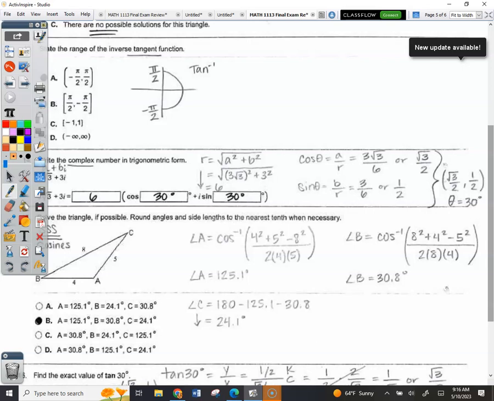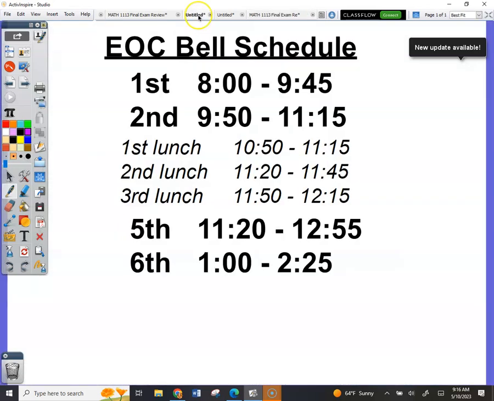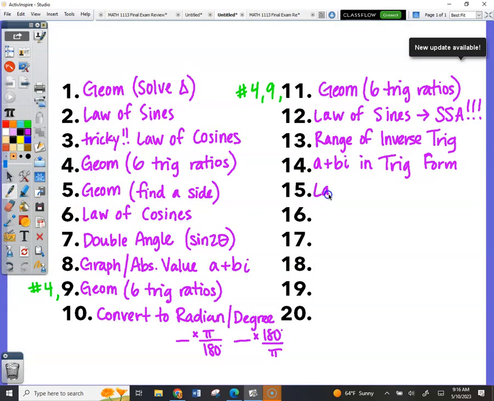This is a law of cosines problem. It's a side, side, side, which means you do have to find two angles first using the law of cosines. Then the third angle is 180 minus those.